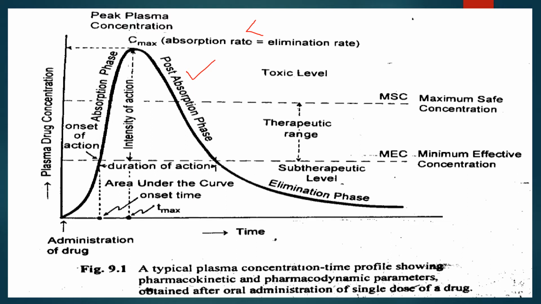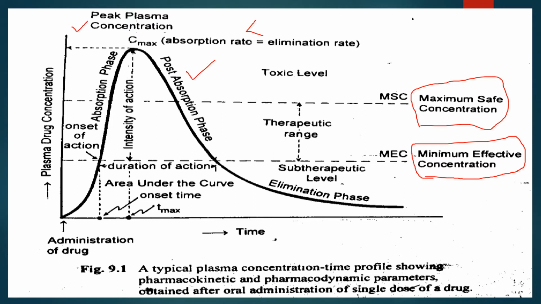Peak concentration is often related to the intensity of pharmacological response, and it should ideally be above the minimum effective concentration. Here you can see that this is the minimum effective concentration. We will discuss it later on, but it should ideally be above the MEC but less than the maximum safe concentration. This is the maximum safe concentration. So this is about the peak plasma concentration, the first pharmacokinetic parameter.